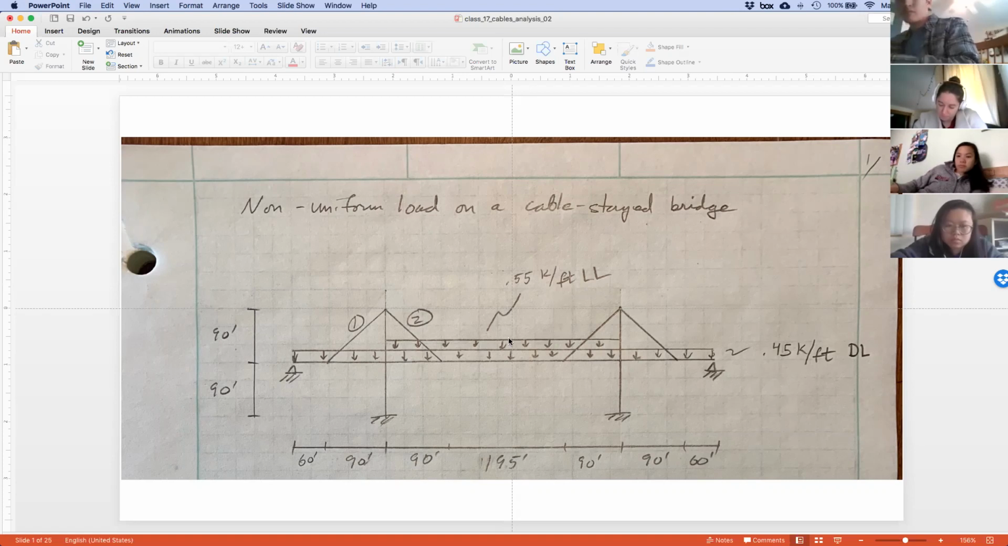So that's the setup of this problem. What I want us to do is to calculate the load or the force in cable 2 here and cable 1 here to get an idea of how non-uniform live load affects the bridge, and then also to see how those non-uniform loads propagate into the tower itself.